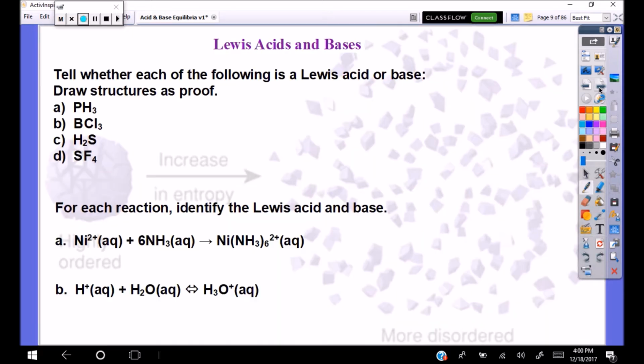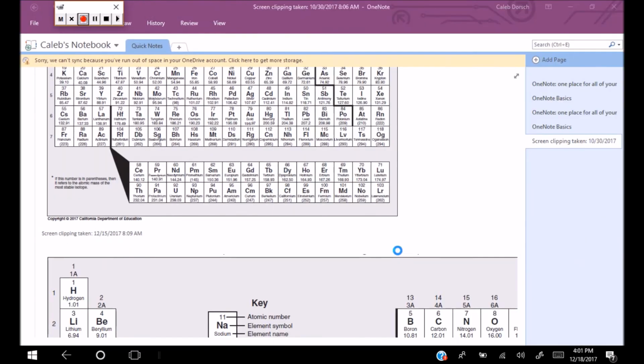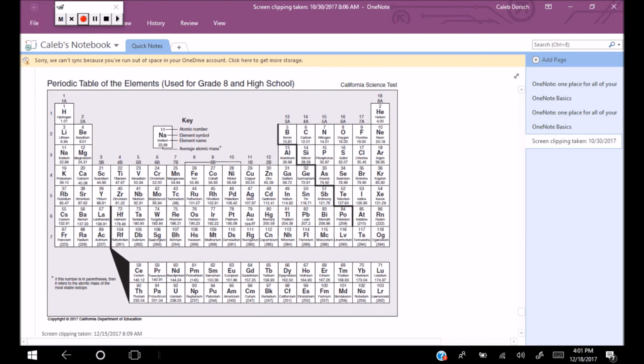We're talking Lewis bases. All right, so tell whether each of the following is a Lewis acid or base, and they want us to draw structures as proof. Okay, so I'm going to draw my structures. I actually wish I had a periodic table up for this. Do I have a periodic table up for this? Oh, magically I do.